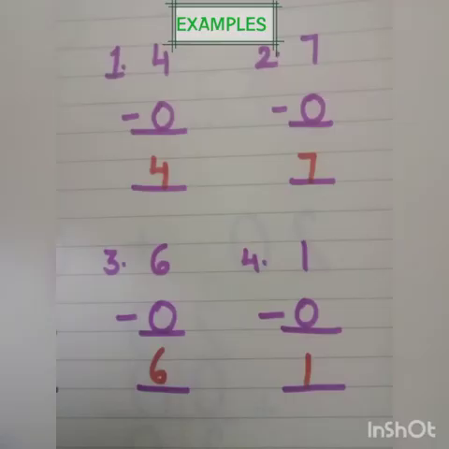Now, let's do it in vertical order. Question number 1, that is 4 minus 0 is equal to 4. Second question, 7 minus 0, the answer is 7. Question number 3, 6 minus 0, the answer is 6. Question number 4, 1 minus 0, the answer is 1.